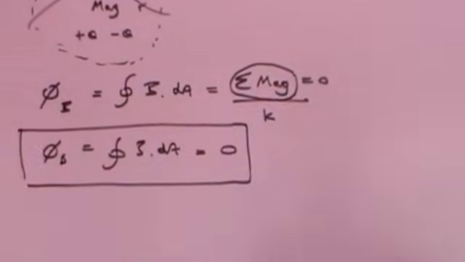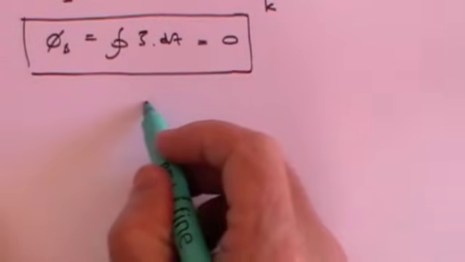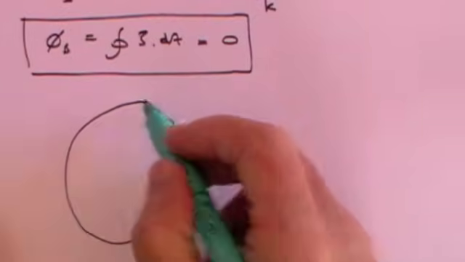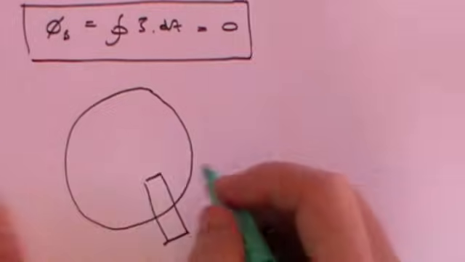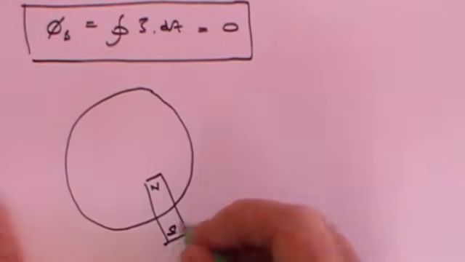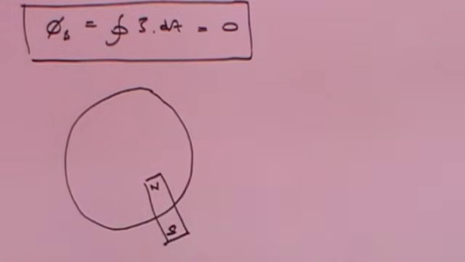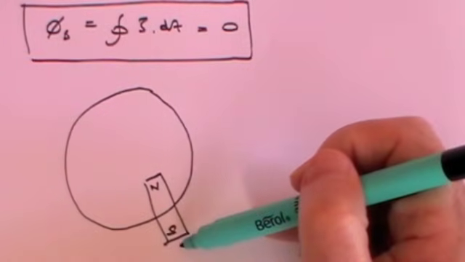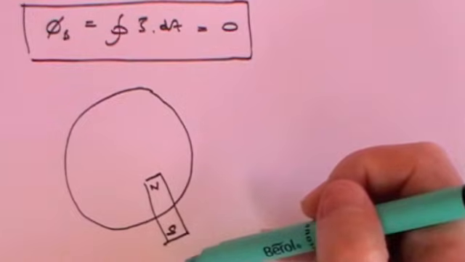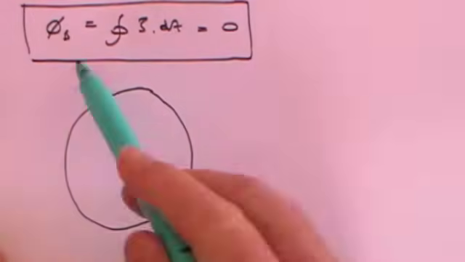You might think that you can cheat. You might think that if you take the surface of the sphere, you could put a bar magnet like this, where the North Pole is inside the sphere and the South Pole is outside the sphere. And now you've got a North Pole within, but a South Pole outside. And surely that will violate what we've just done.